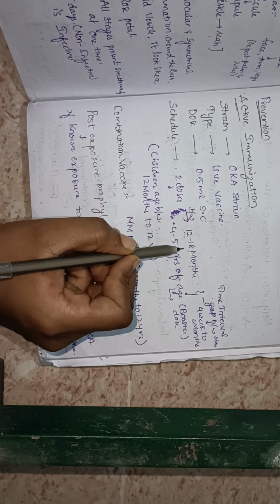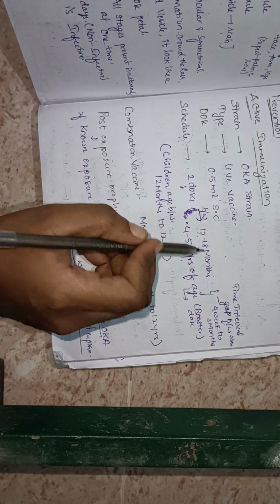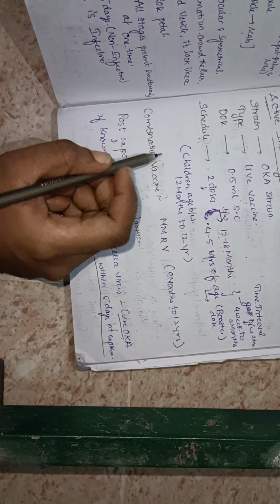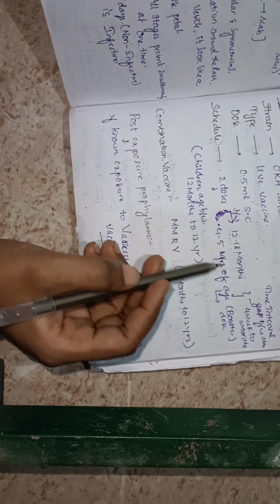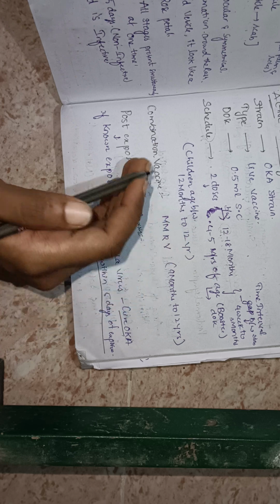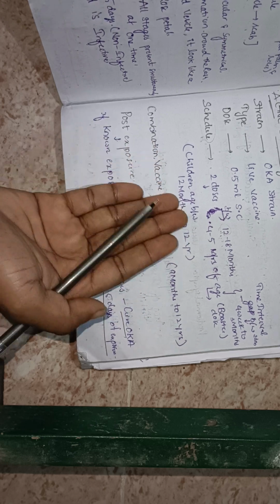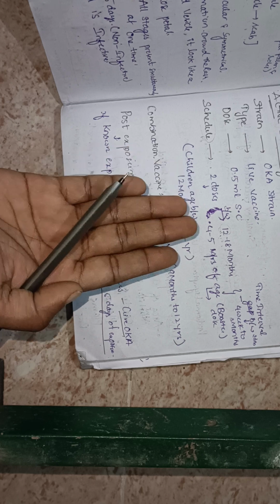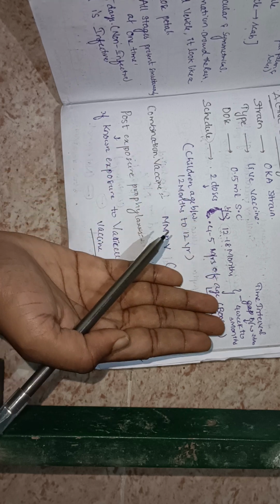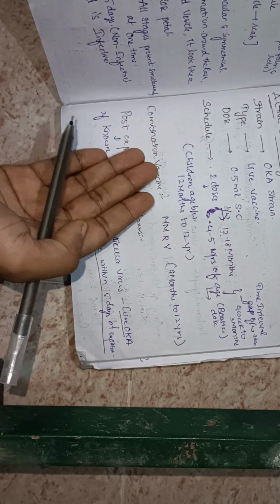Here you can remember 12 to 18 months, with each dose gap between 4 weeks to 3 months. These two doses can be given to children from 12 months to 12 years, with a gap of 4 weeks to 3 months. A combination vaccine is also present.